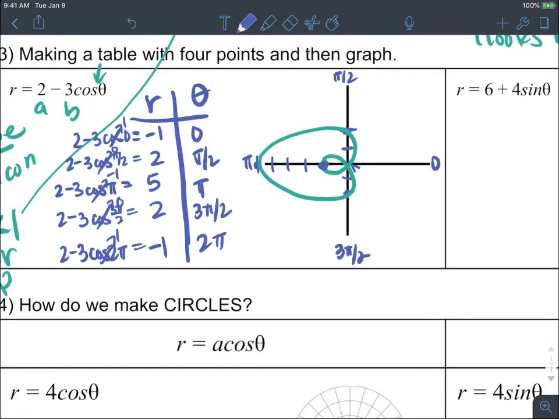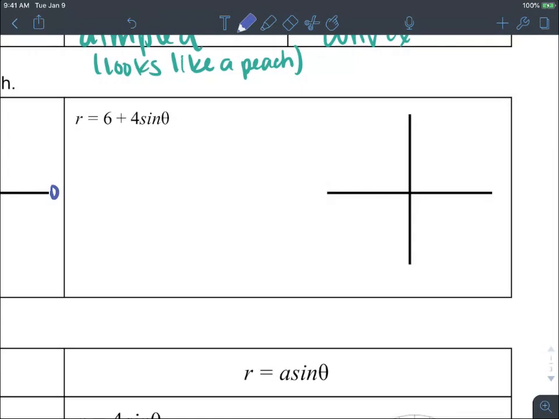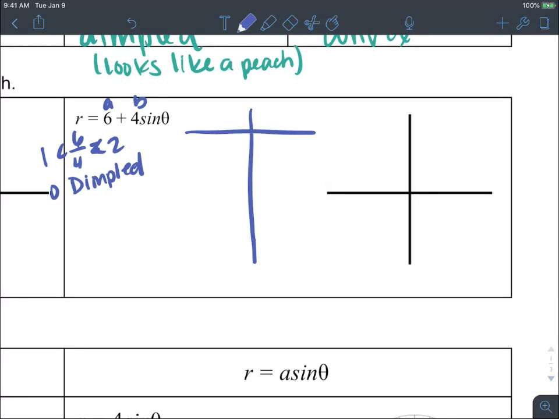Let's graph another one, my A and my B. So 6 over 4, that's in between 2 and 1, so this is going to be dimpled. Okay, and then I'm going to ask, which direction is the long side going to be? Well, if I have A plus B sine theta, I'm looking for when sine theta is the greatest, so that would be at pi over 2. So it's going to be upside down. Okay, so the long side is going to go up towards pi over 2.